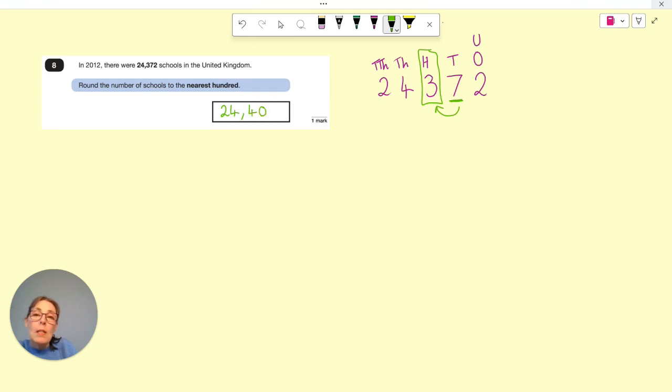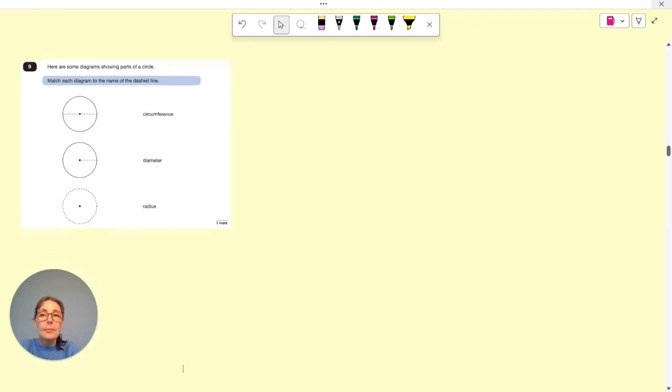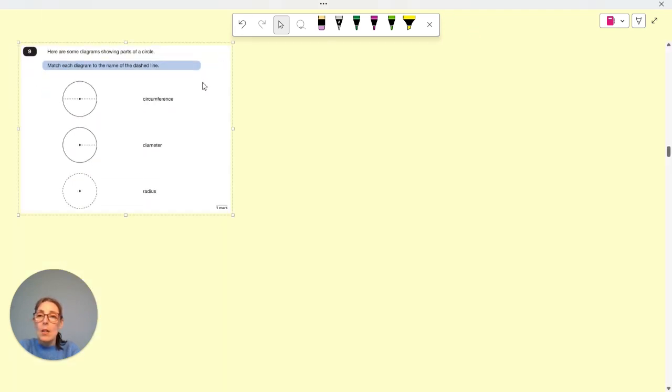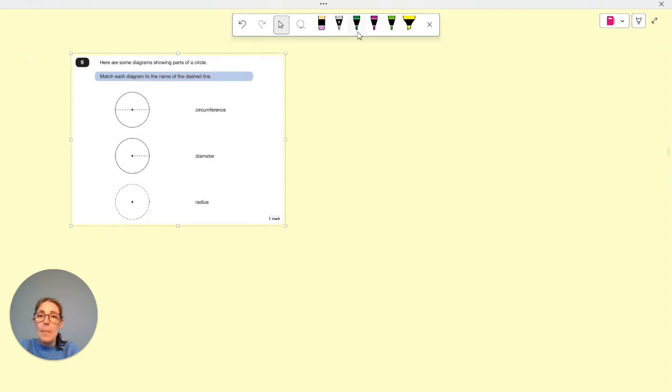24,400. Now, when you round it to the nearest 100, you turn these other digits, these other places, into 0. We're rounding it to the nearest 100, and that's approximately 24,400 schools. Gosh, there's a lot on there. Nearly 25,000 schools in the United Kingdom. Goodness. Okay, so we have question 9.